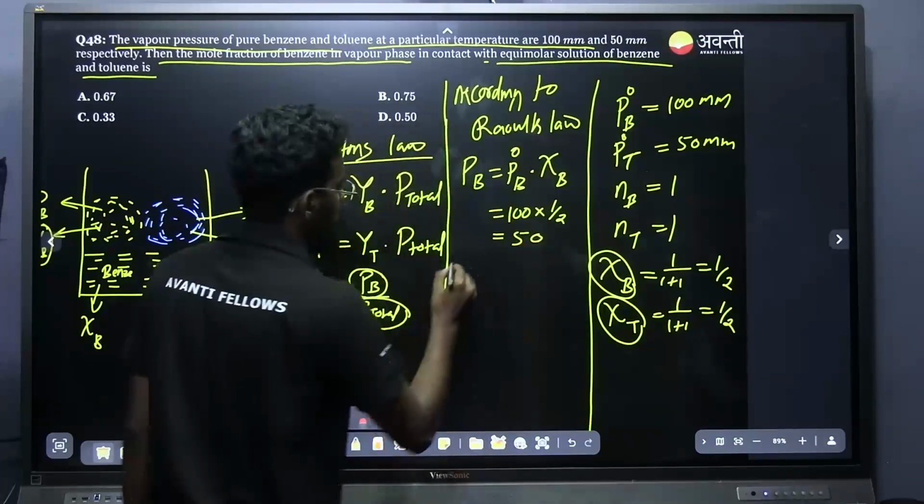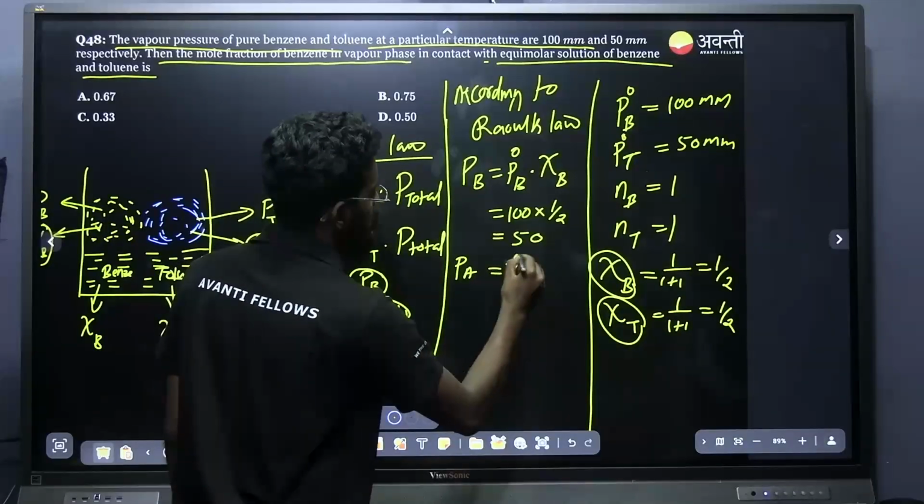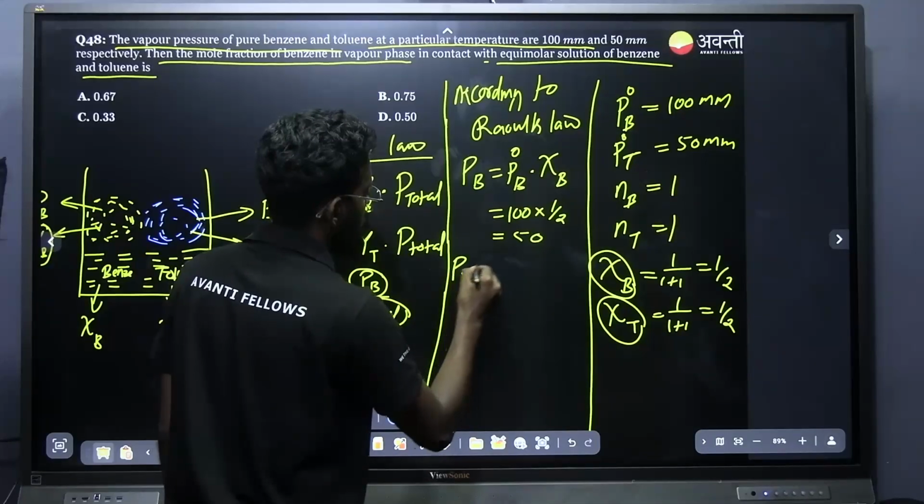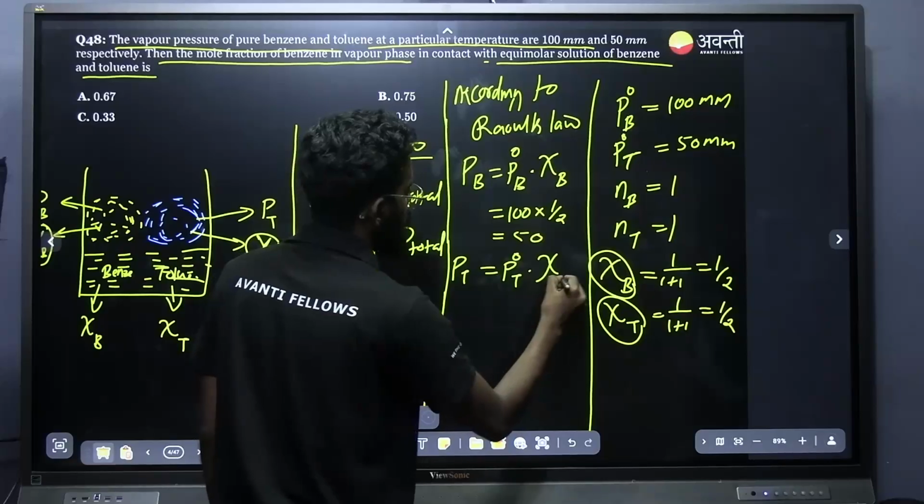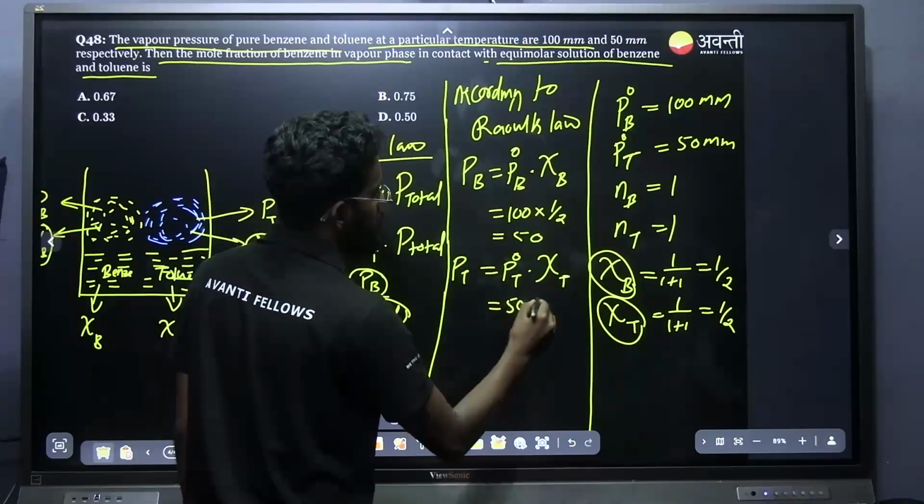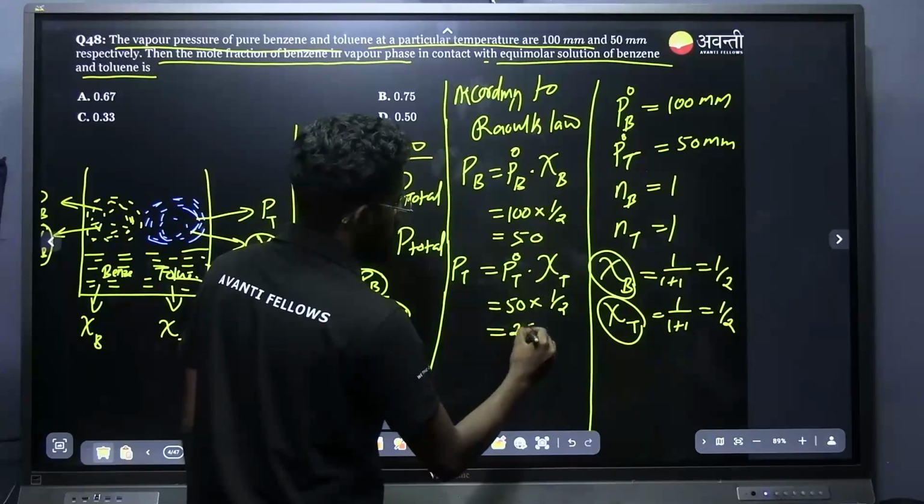We are getting 50. Now what about PA? Sorry, not PA, it is PT. PT is equal to P naught of T into mole fraction of T. What is P naught of T? P naught of T is 50 into mole fraction, which is 1 by 2. I got it as 25.